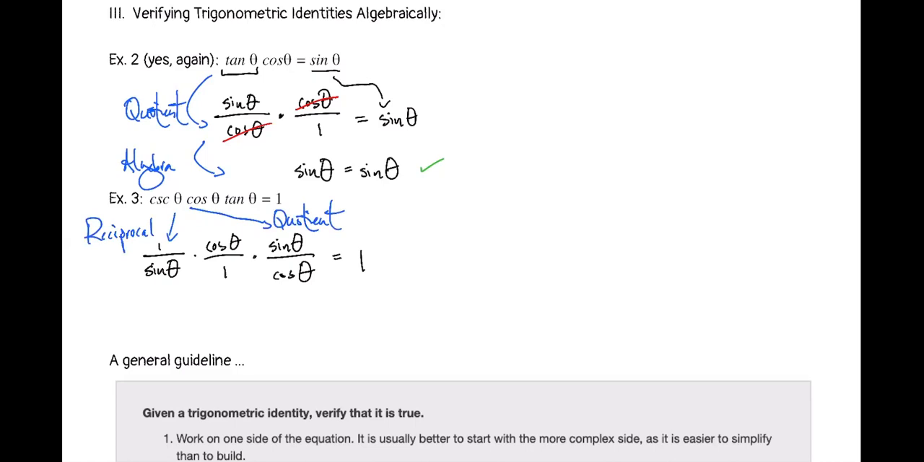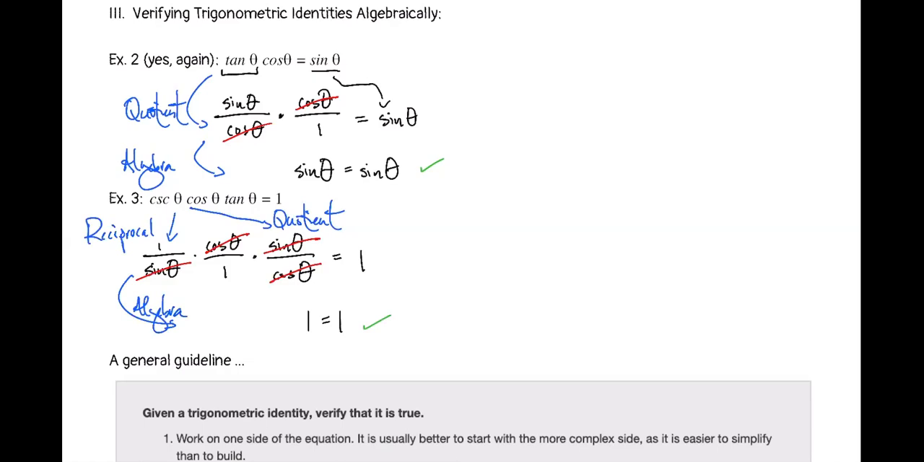And now let's see if some things cancel out. Turns out this cosine and that cosine reduce, but also the sine on the top and the sine on the bottom reduce. So what's left? 1 equals 1. All right? And we could say that this is just algebra.